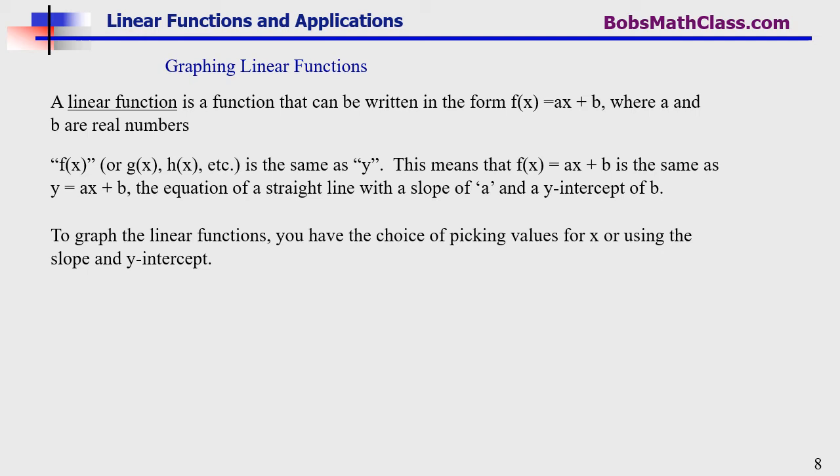Again, when they're talking about linear functions, a lot of times the textbook will write this f of x equals ax plus b. They're just numbers. You could use any letter you want. Okay, so f of x, again, we could use g of x, h of x. F of x is just common. It's the same as y. So when we say f of x equals ax plus b, it's the same as y equals ax plus b. The equation of a straight line with the slope of a, and the y-intercept is b.